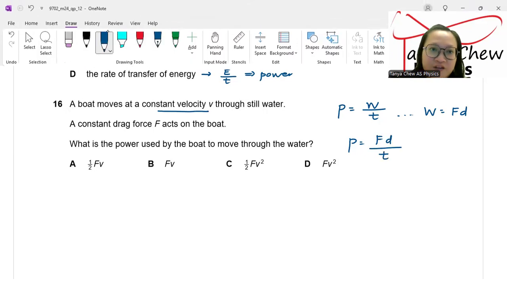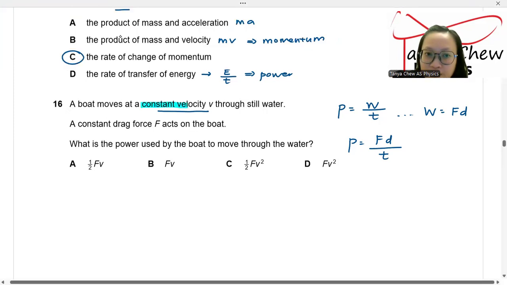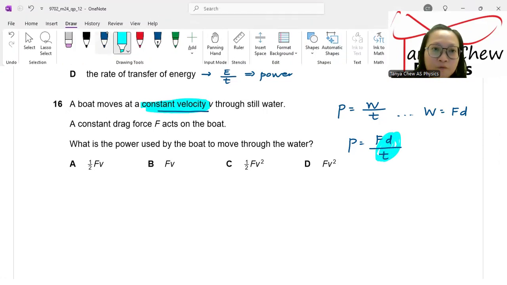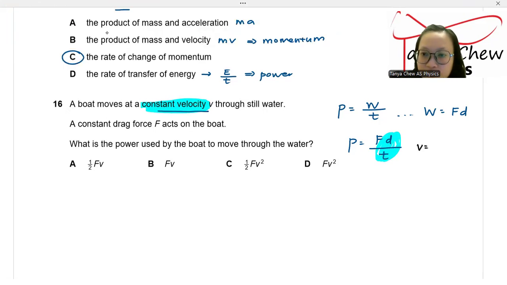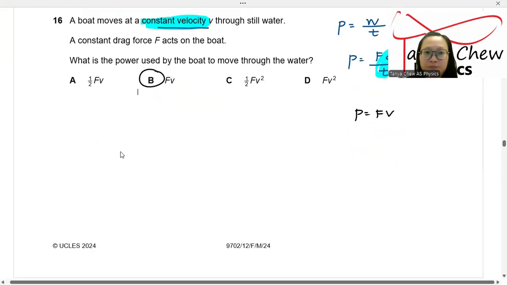Now I want you to see this, right? Only when the question mentions that the object is moving at constant velocity, you can use velocity is equal to displacement over time, or speed is equal to distance over time. This equation can only be used when the speed or velocity is constant. So I'm going to sub in P is equal to FV. That is why B is your answer.